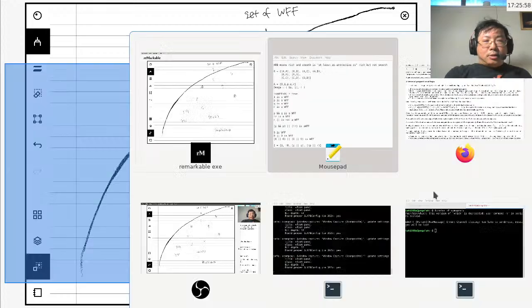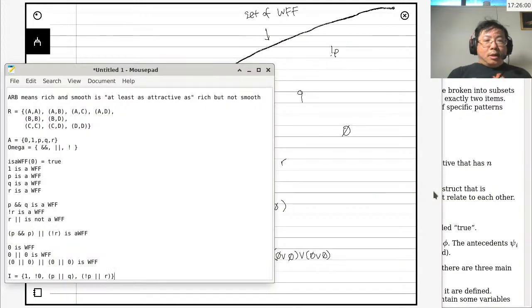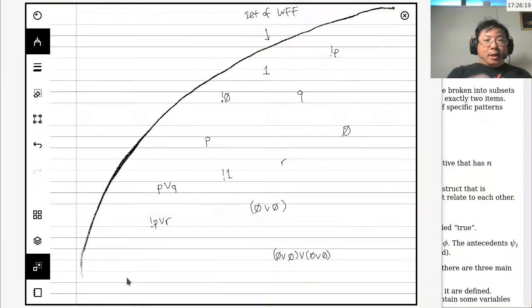So let me switch back to the text editor. Iota is defined in this specific way for this specific system. So true is known to be true, not false is known to be true, P or Q is known to be true, not P or R is also known to be true. And that's it, okay?